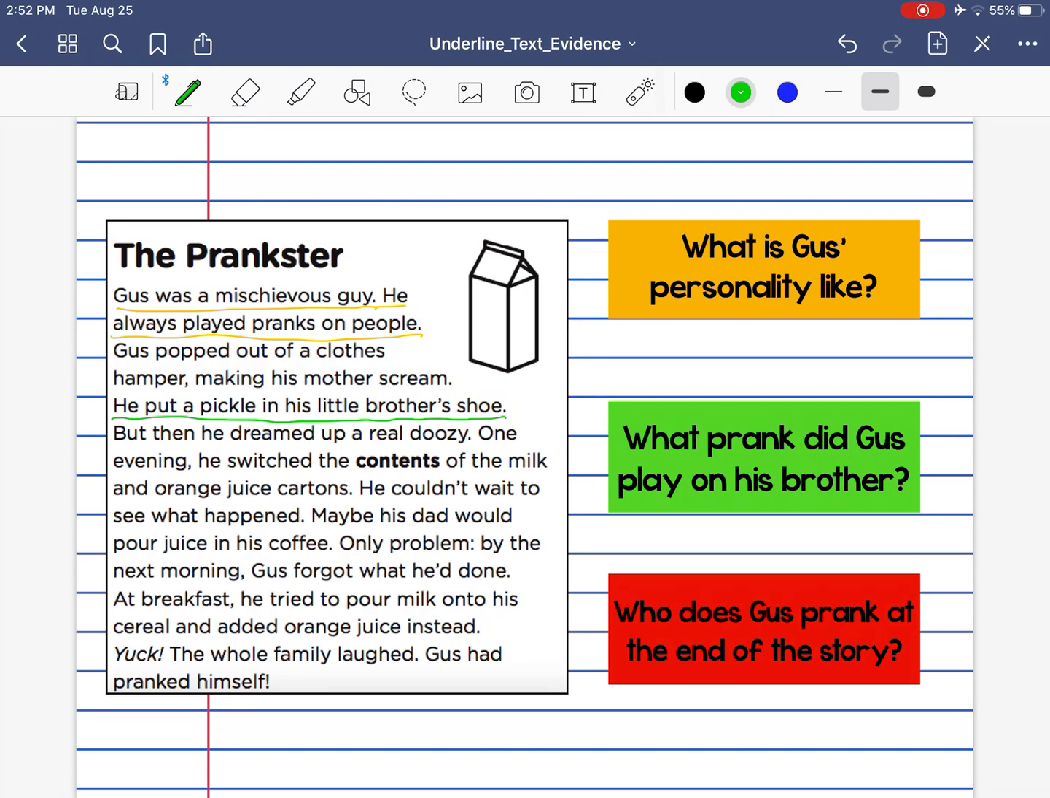Let's do the last one. Who does Gus prank at the end of the story? So I need to find the answer to this, and I need to restate the question in my answer, make it a complete sentence.